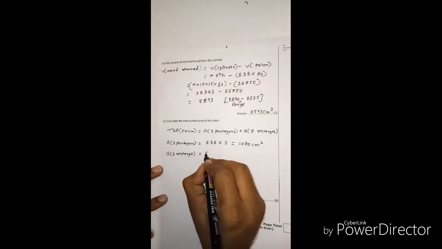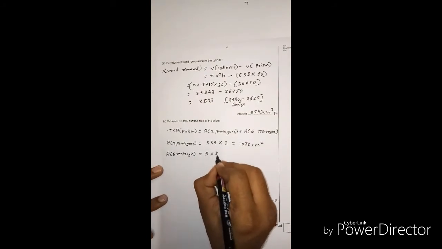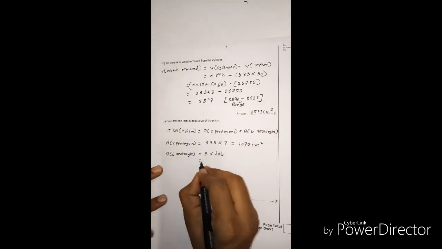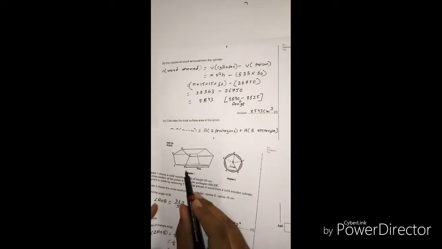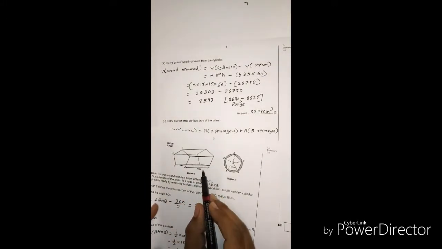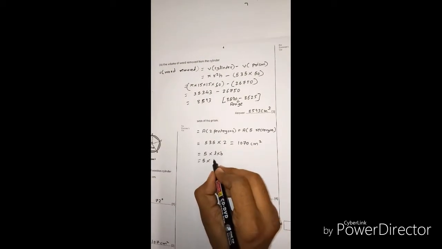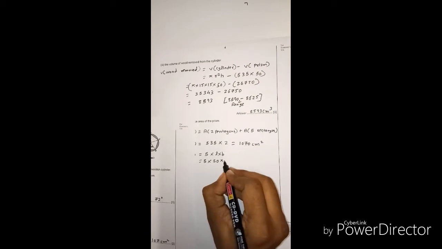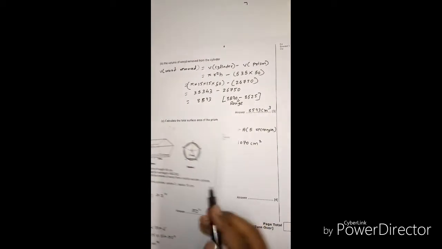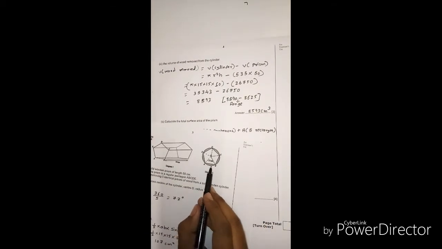Now, to find the area of 5 rectangles, I will multiply 5 into length into breadth. Over here, I know the length, which is 50, and I need to find the breadth, that is AB. So this will become 50 into AB. Now this is your AB. First you need to find the value of AB.